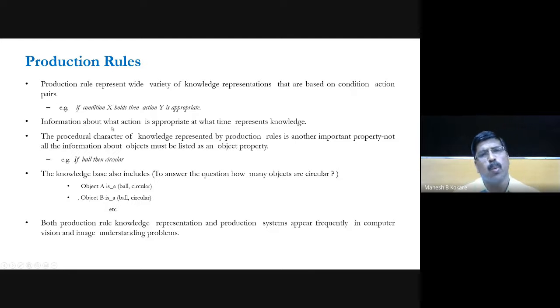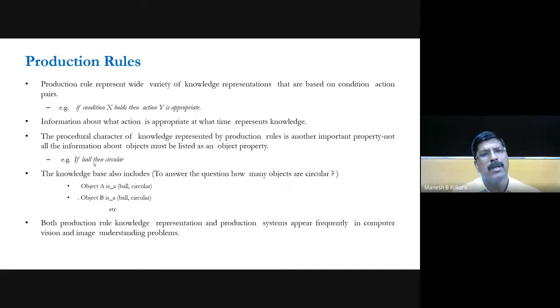Information about what action is appropriate at what time represents the knowledge. So this action is nothing but the knowledge, and this action depends upon this condition or these features. The procedural character of knowledge represented by production rules is another important property. Not all the information about the object must be listed as the object property. For example, if it is a ball, then this ball must be circular. You might have seen that if a ball is there, it must have a circular shape.